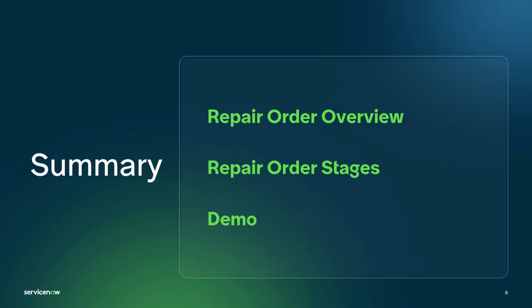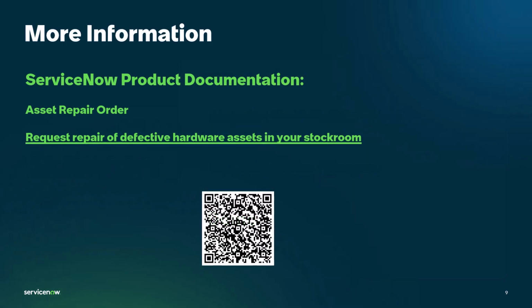In this video, we went through a repair order overview. We talked about the different stages of a repair order, and then I went through a demo of a repair order as an asset tech. For more information on this particular feature, you can go visit the ServiceNow documentation website and look for the asset repair order. And there's a really good document on request and repair your defective hardware assets in your stock room.